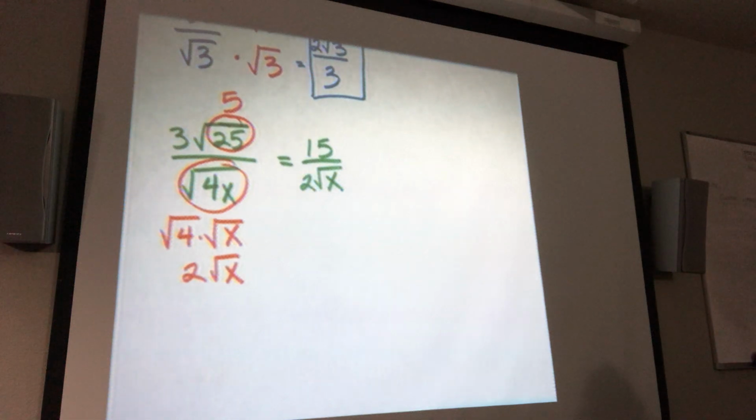I still haven't solved my problem of getting the square root out of the denominator, but I was able to simplify a little bit, at least smaller numbers. That's kind of nice.